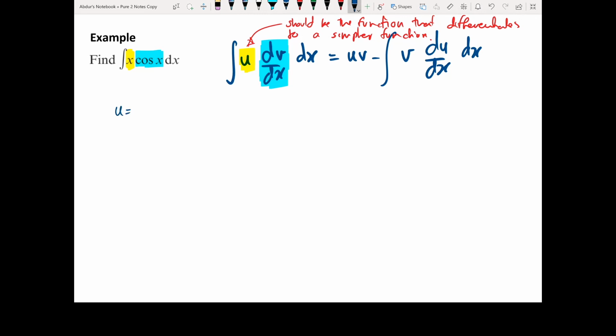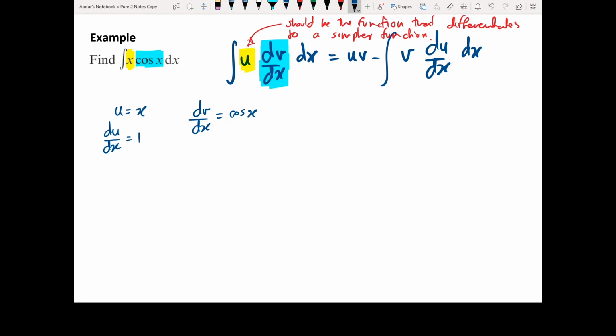I'm going to write down my u is equal to x, and I'm going to write down that my dv by dx I've chosen to be cos x. And the reason for why I chose u to be x, as I explained, is because it differentiates to give me something simpler. As I'll show you here, du by dx gives me 1. So that's quite simple. Whereas if I did choose cos x to be u, then that doesn't differentiate to give me a simple thing. It gives me a sin x function.